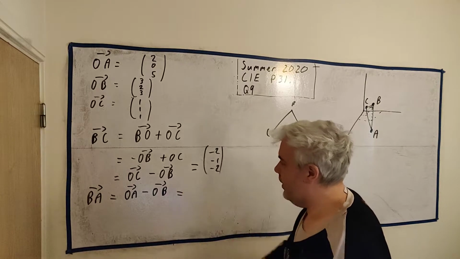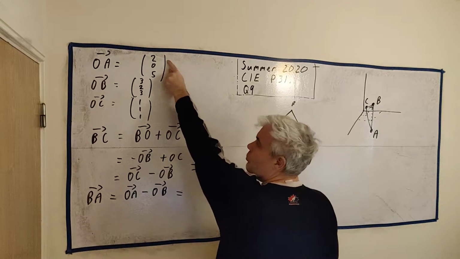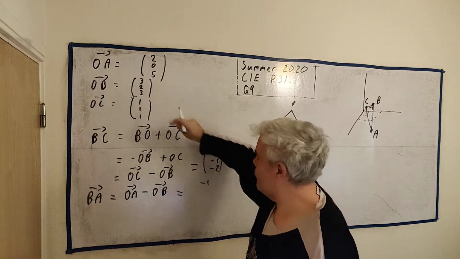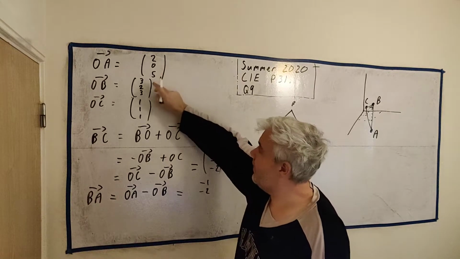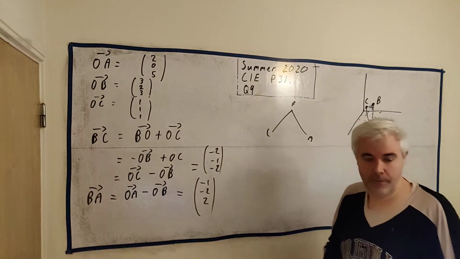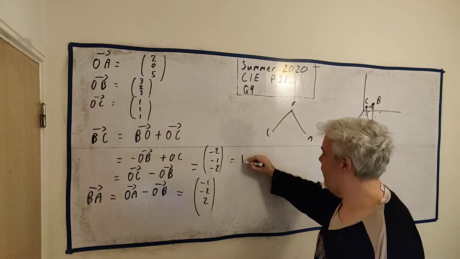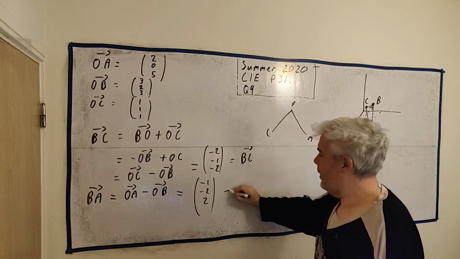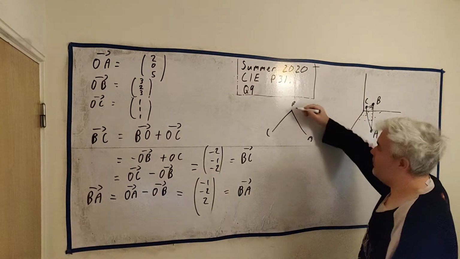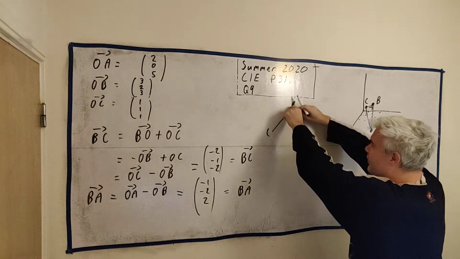This one down here is A minus B. Here's this one's A, so it's 2 minus 3. That's minus 1. It's 0 minus 2. It's minus 2. And it's 5 minus 3. That's plus 2. There are those two vectors. So once we have these vectors, just to make this a bit clearer, this is BC and this is BA.